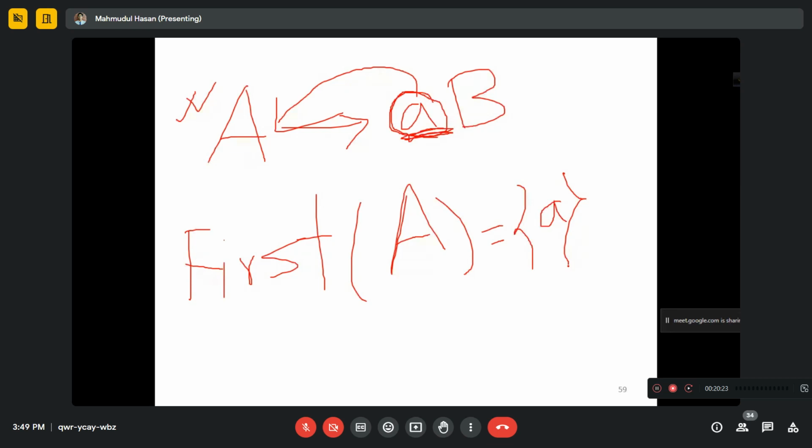Continue. Okay. So if the leftmost value is a terminal, then this is the first value of non-terminal A. Okay, done.